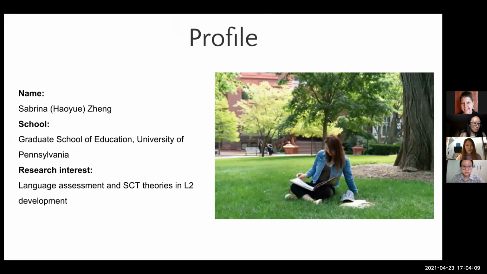My name is Haoyue Zhang, and I also go by my English name, Sabrina. I'm currently a master's student at the University of Pennsylvania Graduate School of Education. And my research interests include language assessment and also sociocultural theories in L2 development. And I'm handing over to my partner.